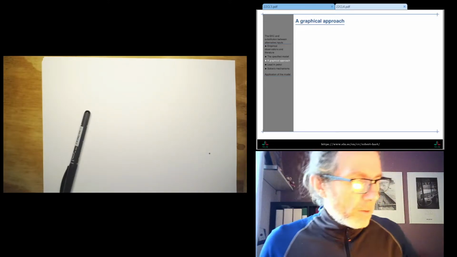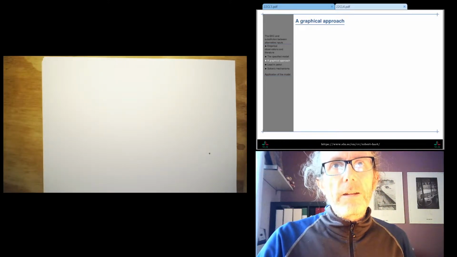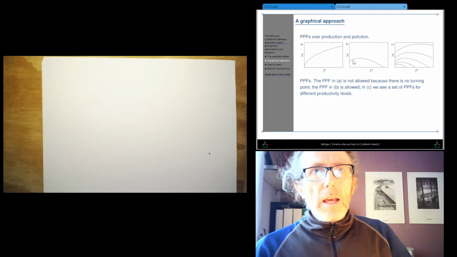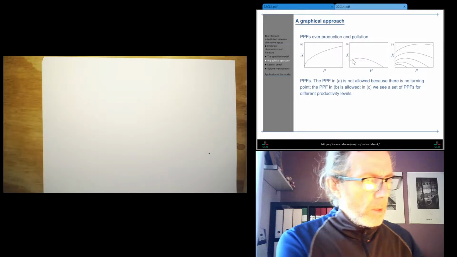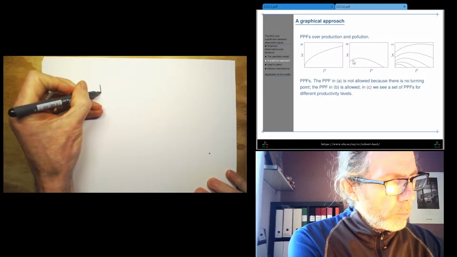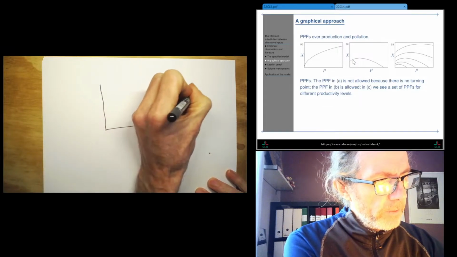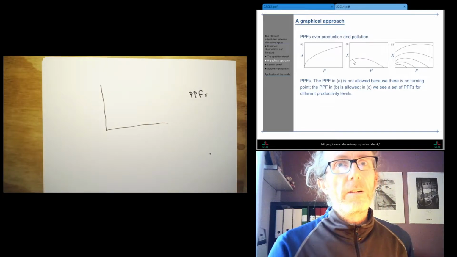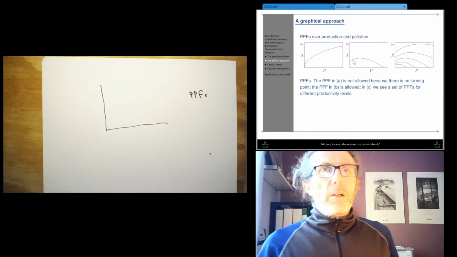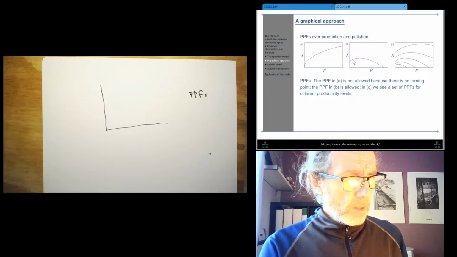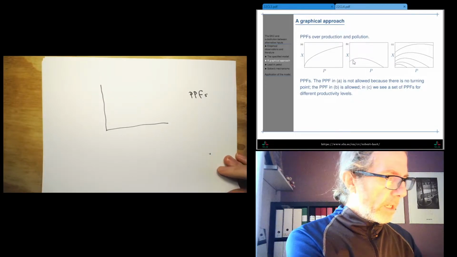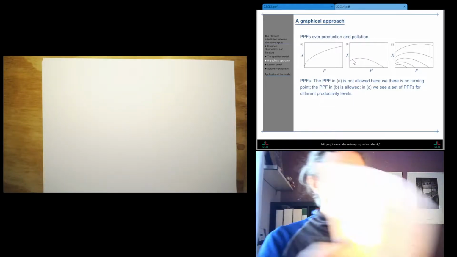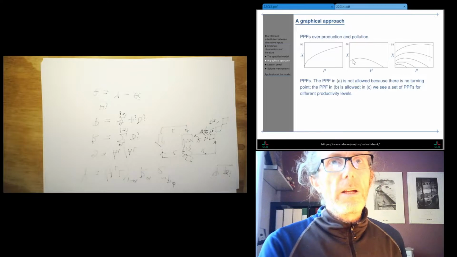Okay, so we'll have a quick look at the graphical approach to all this. And we're going to look at what we call production possibility frontiers, PPFs, production possibility frontier. So what should that look like? I've already committed myself to something I don't like. I'll put a bit of scrap here.